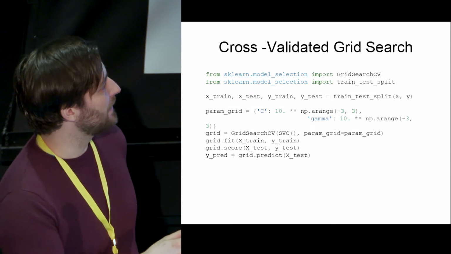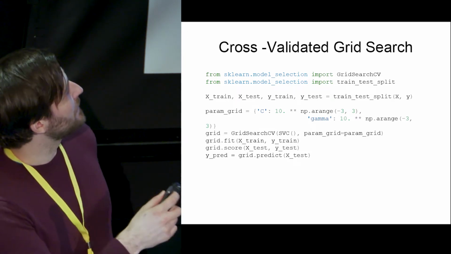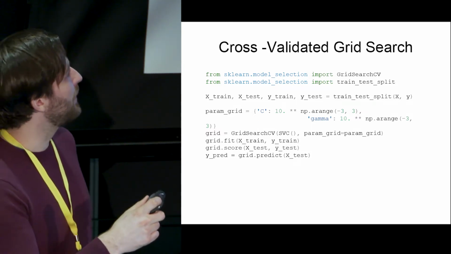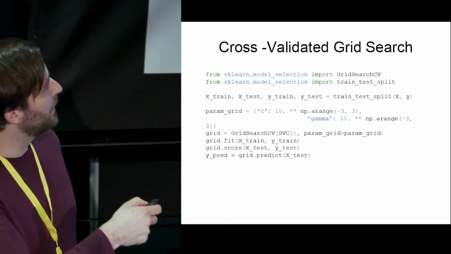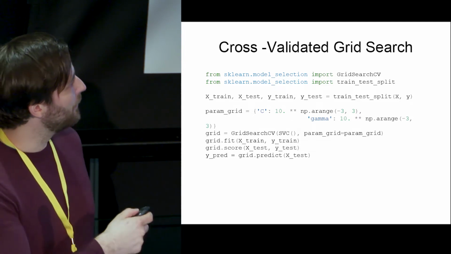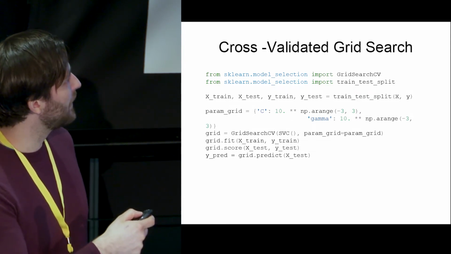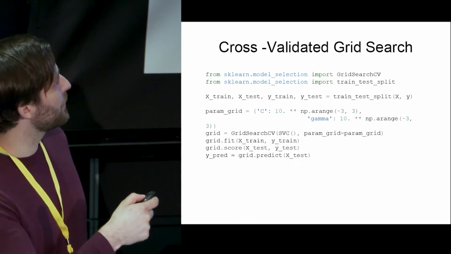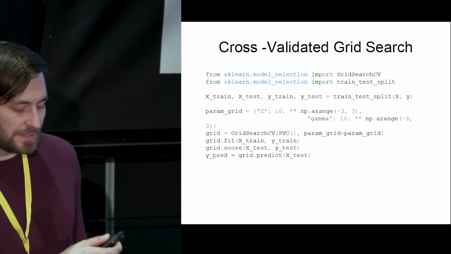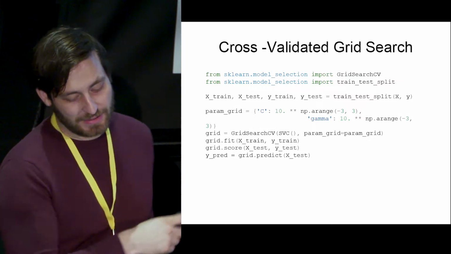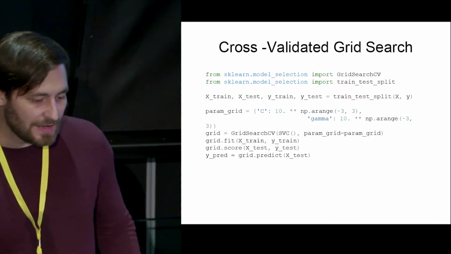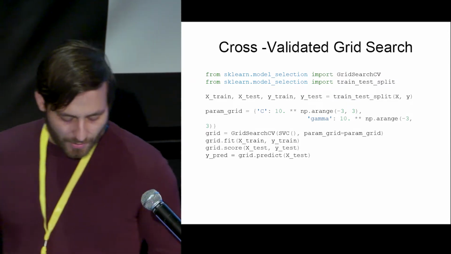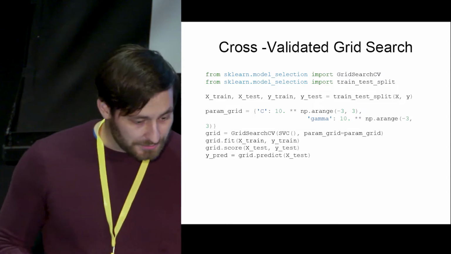You have some data set given as X and y. You split it into training and test data sets. You define a grid of parameters you want to search over. Here we're using an RBF kernel support vector machine for classification, and there are two parameters we want to tune, C and gamma. We specify this grid as a dictionary where the keys are the parameters we want to tune and the values are the values we want to try. Grid search will try all possible combinations of these parameters.